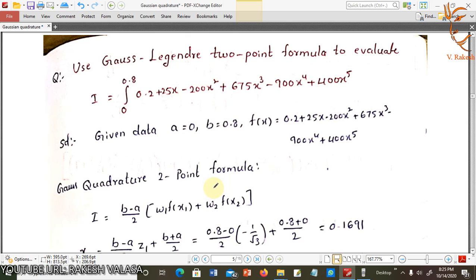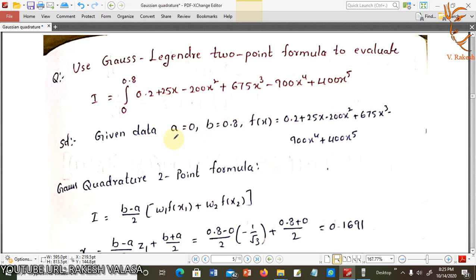In this session, I am going to explain one problem on Gaussian quadrature two-point formula. Use Gauss-Legendre two-point formula to evaluate I equal to the integration from 0 to 0.8 of 0.2 plus 25x minus 200x square plus 675x cube minus 900x power 4 plus 400x power 5.